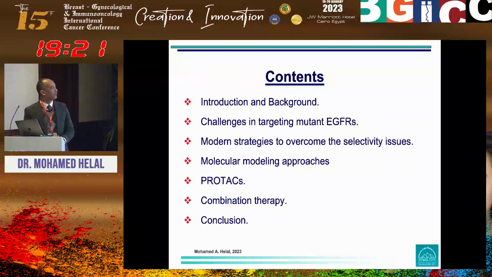This is a brief outline of my talk. First, I'll give an introduction and background about the target, and then we will discuss the challenges in targeting mutant EGFRs and the modern strategies applied for the targeting and the molecular modeling approach. I'll discuss our recent publication on EGFR modeling. And finally, if we have time, I know that we wasted some time for these technical difficulties, I'll cover the PROTACs and the combination therapy.